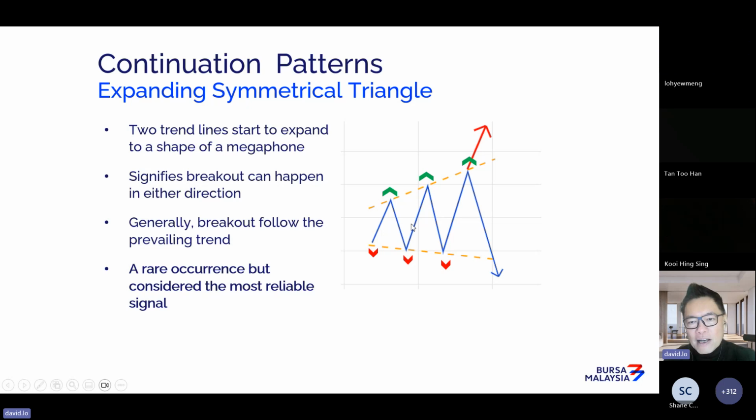So if you see something like an expanding symmetrical triangle, you say, "Wow, this is going to be good." Hopefully you see the correct expanding symmetrical triangle, and then you go with it. If it is confirmed with fractals, then you will have a stronger case. So this is a good pattern, but rare.